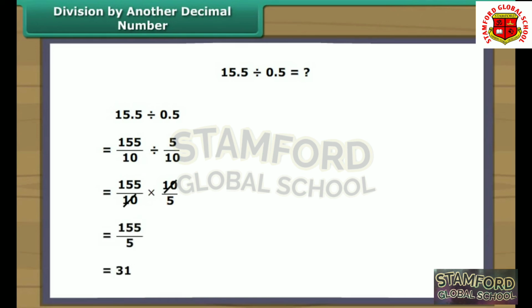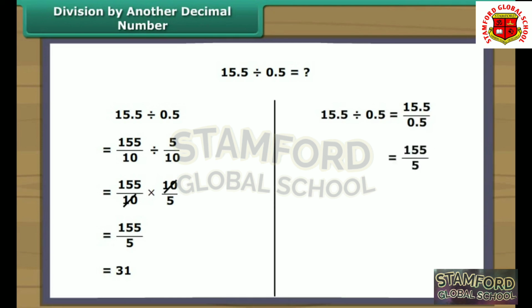We observe that the decimal place was shifted to the right in 15.5 to make it 155. So, there was a shift in 1 decimal point to the right in 0.5 also to make it 5. Thus, we can write 15.5 divided by 0.5 as 155 divided by 5, which gives 31 as the answer.